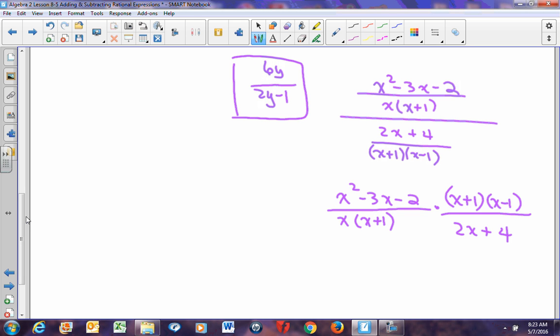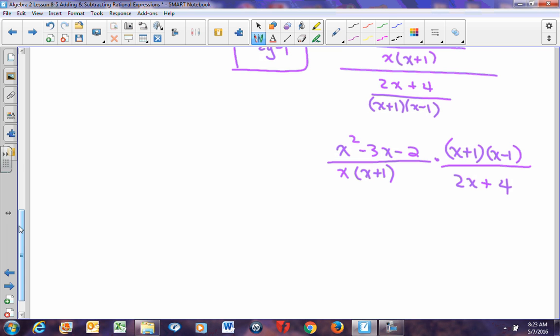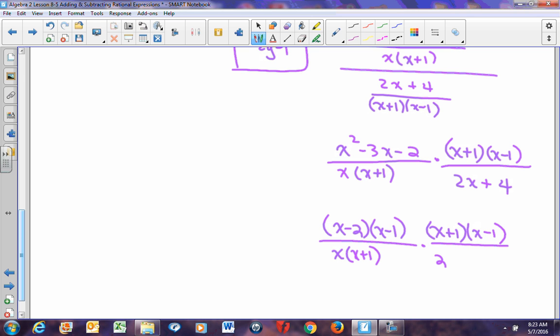Now before I multiply, this is just a basic multiplication problem which we did last lesson. I actually need to see if I can simplify it first by factoring. And you might go, oh my goodness gracious, Mrs. Ryan, why do we have to keep doing this? Well, because it's math. All right, so x squared minus 3x minus 2 is x minus 2 times x minus 1. So I have x minus 2 times x minus 1 all over x times x plus 1, multiplied by x plus 1 times x minus 1 all over, if I take that 2 out of there, 2 times x plus 2. So this is what I have.